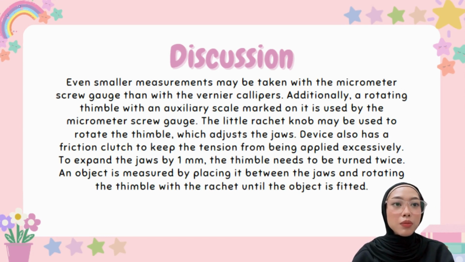Even smaller measurements may be taken with the micrometer screw gauge than with the vernier caliper. Additionally, a rotating thimble with an auxiliary scale mark on it is used by the micrometer screw gauge. The little ratchet knob may be used to rotate the thimble, which adjusts the jaws. The device also has a friction clutch to keep the tension from being applied excessively. To expand the jaws by 1 mm, the thimble needs to be turned twice.